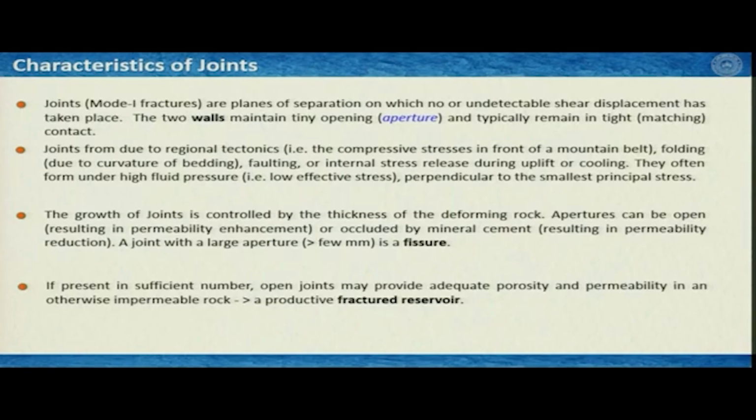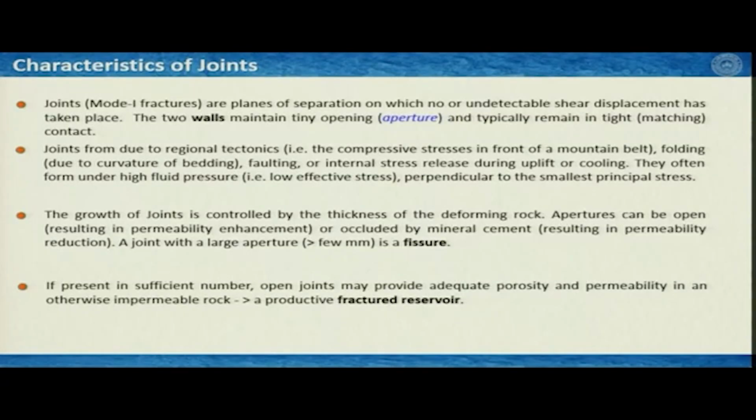They often form under high fluid pressure sometimes, that is, low effective stress, when you have porosity in your system and the pores are filled by some fluids, and these are generally perpendicular to the smallest principal stress. So this is how the joints occur in the system, and this is how, once we know the orientation of the joints, we can have an idea of what the orientation of the stress axis was.